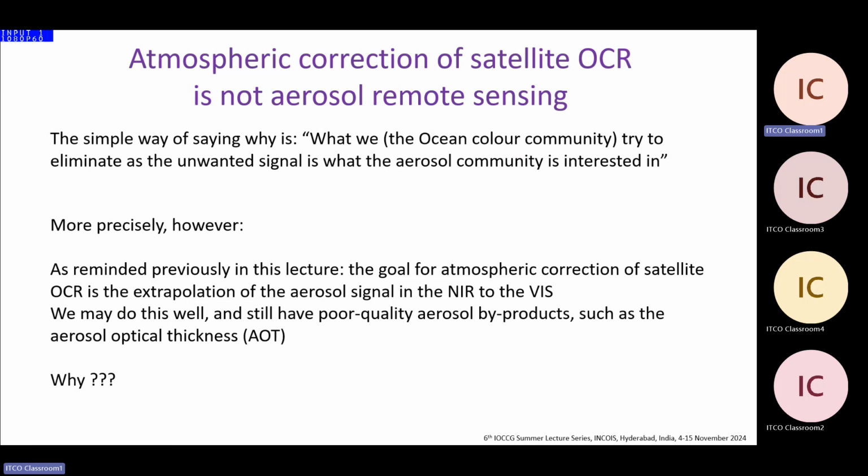Of course, there's first this main difference. But again, as was reminded previously, the goal of atmospheric correction of satellite ocean color is the extrapolation of the aerosol signal from the near infrared to the visible. And whatever method you use for this, whether it's a physics-based method or maybe something completely different that you would find and that would work well, it's okay. Interestingly, you may do this extrapolation well and still have some of its byproducts, like the aerosol optical thickness, which is generally produced as an outcome of the atmospheric correction, wrong. You might get it wrong, and still your atmospheric correction is going to work well.